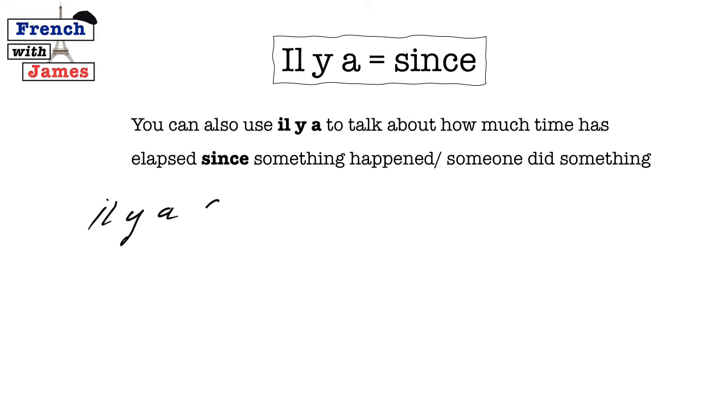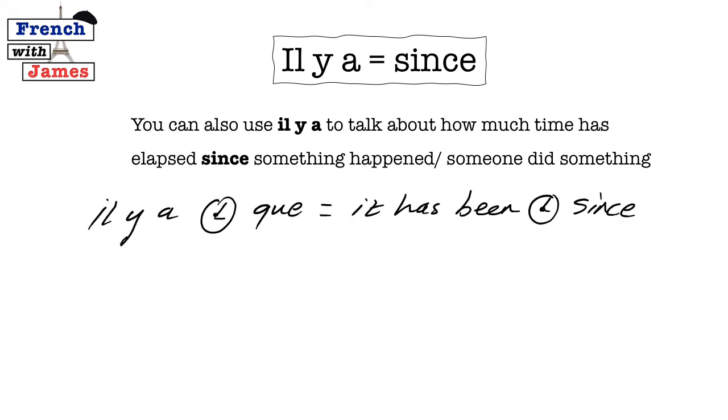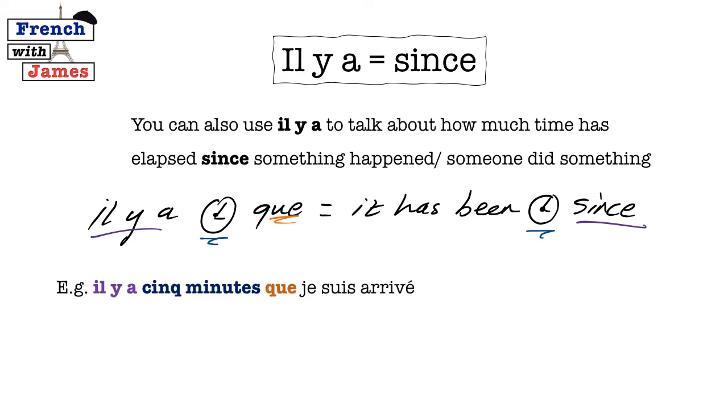So for this we use il y a with a time frame and then the word que. It has been time frame since something happened or since I or someone else did something. Okay, so the extra bit we've added in here is that que. Par exemple, il y a 5 minutes que je suis arrivé. It has been 5 minutes since I arrived.